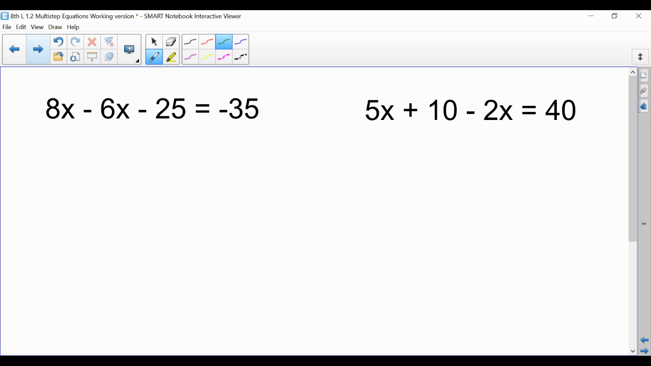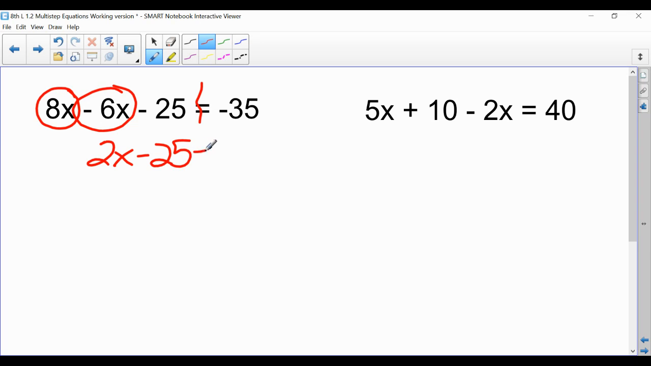Let's do two more. This next one says 8x minus 6x minus 25 equals negative 35. So looking on each side of my equal sign, on this side I notice I have 8x minus 6x. That can be combined together. So 8x minus 6x is 2x. I have negative 25 equals negative 35.